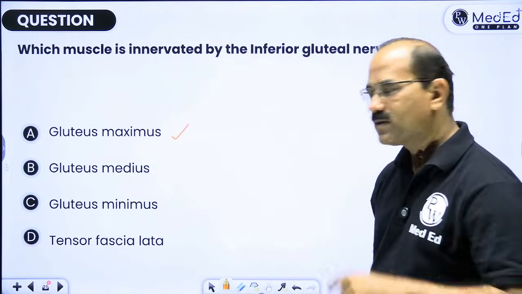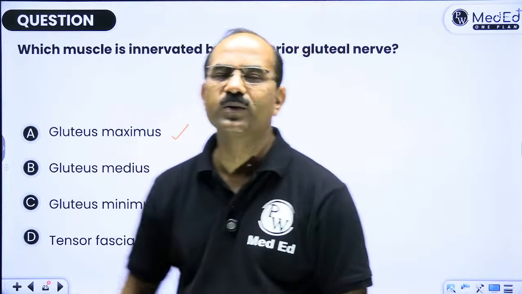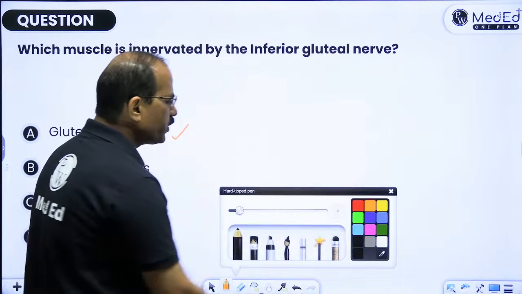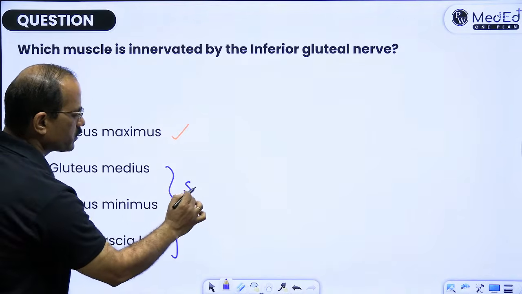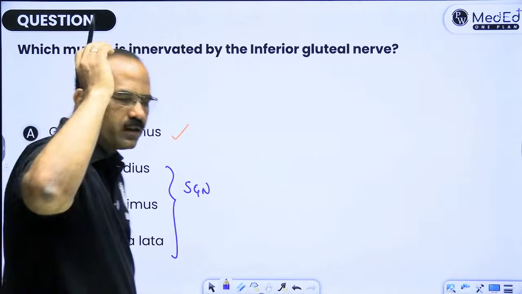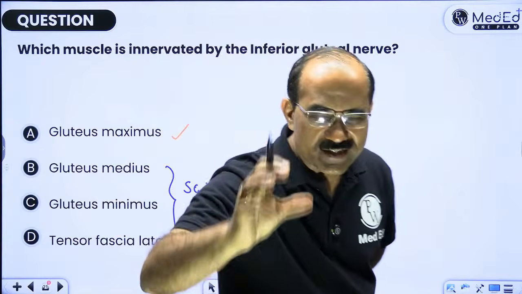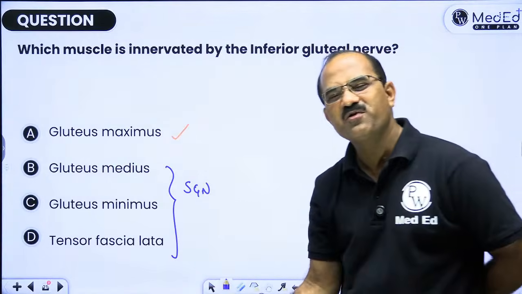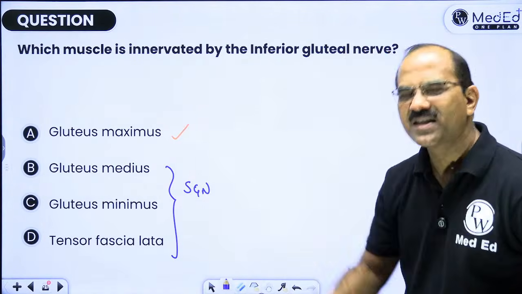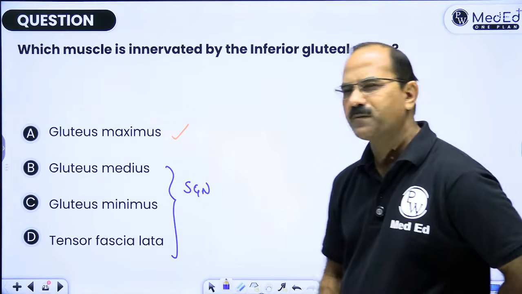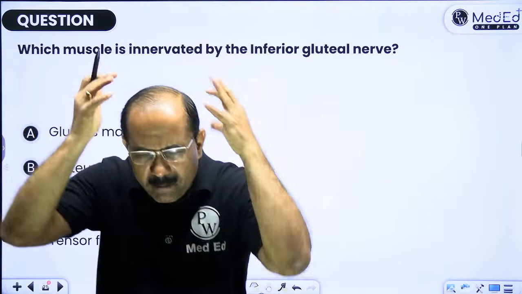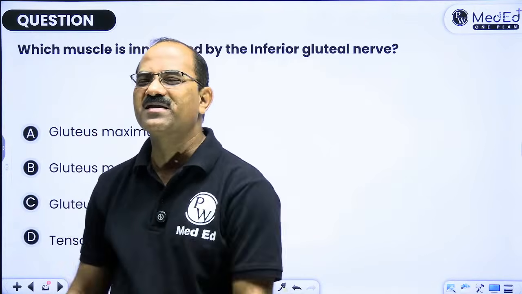Gluteus maximus is innervated by the inferior gluteal nerve, and the superior gluteal nerve supplies these 3 muscles. The superior gluteal nerve supplies the gluteus medius, the gluteus minimus and the tensor fascia lata. Who supplies the gluteus medius, minimus and tensor fascia lata? The superior gluteal nerve.